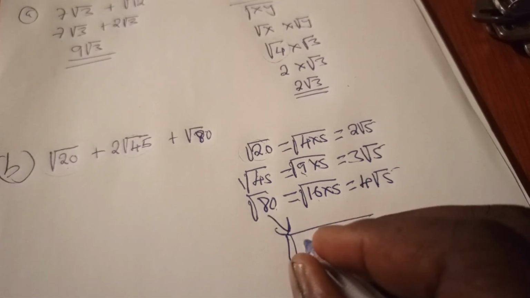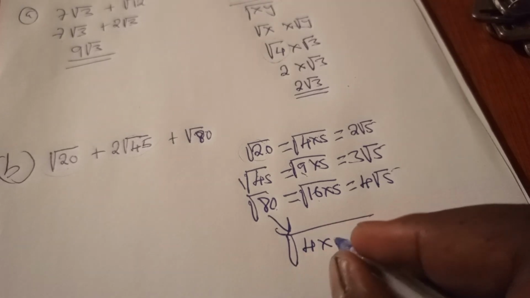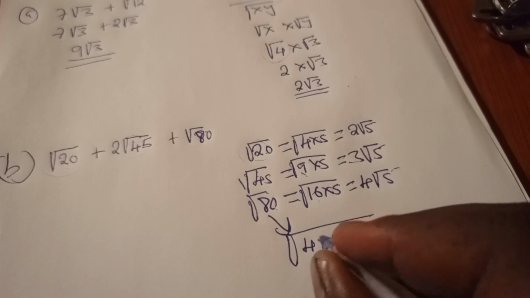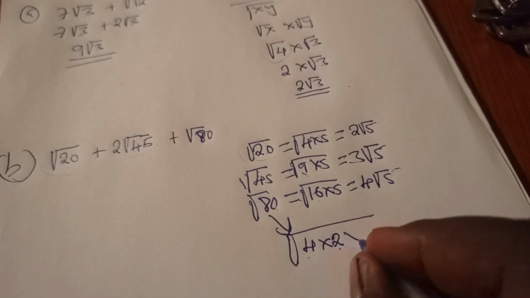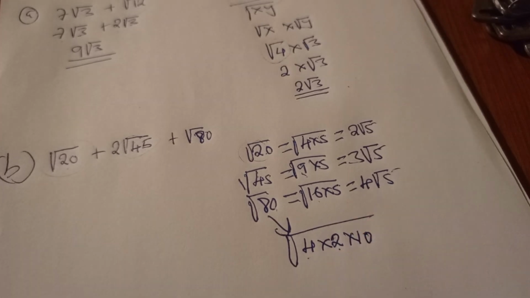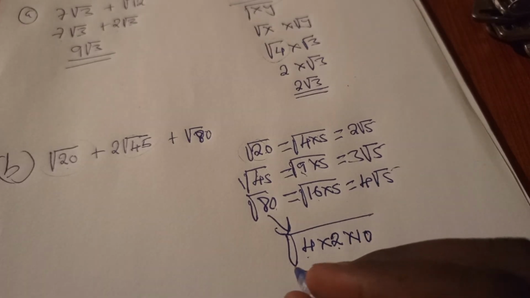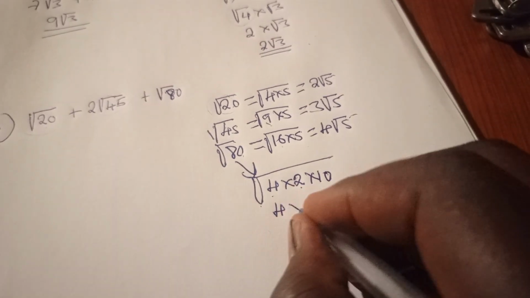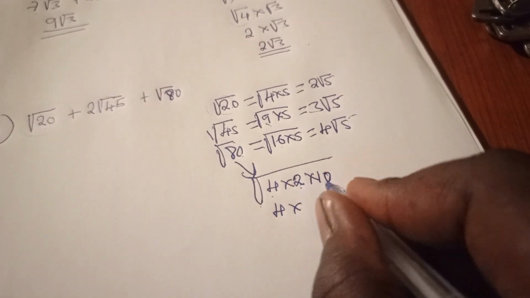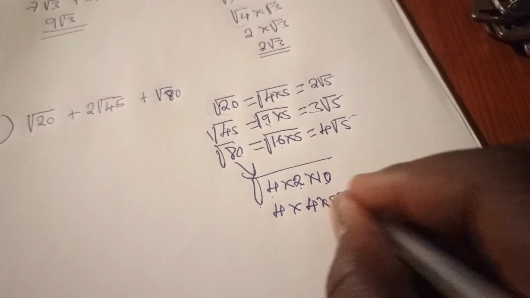I'll write it like this: 4 times 4 times 2, which is 80, then times 10, which is 8. Okay, so I'll continue splitting this one. I also say 4 times, because this time this is 20.